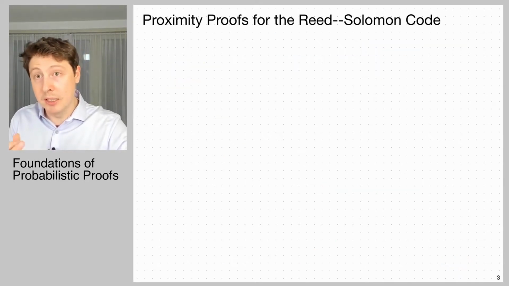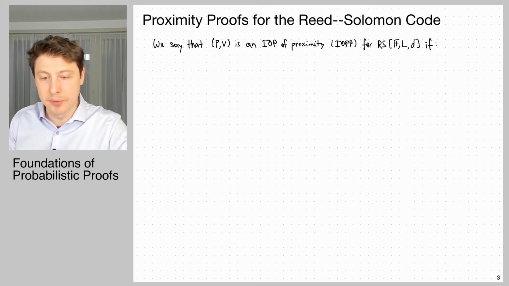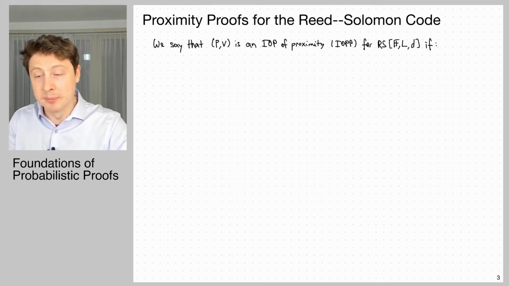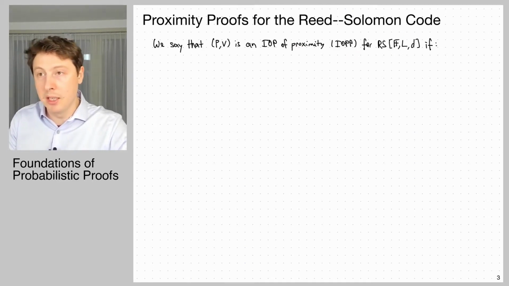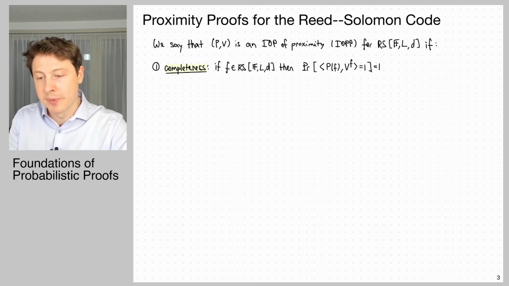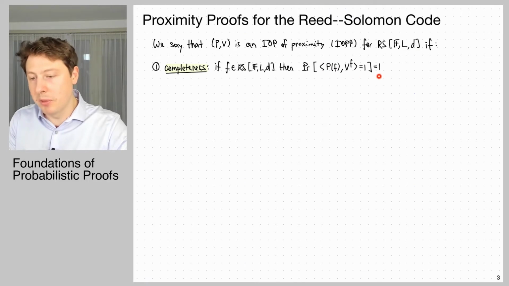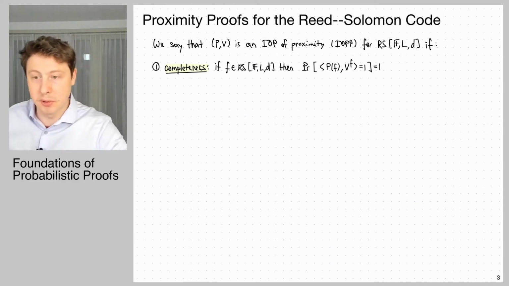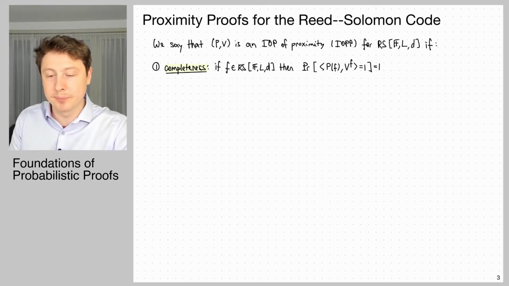Okay, so let's try to say it a little bit more precisely, what is the object we're looking for. We're going to say that a pair of interactive algorithms, P and V, is a so-called IOP of proximity, shorthand IOPP, for this set, if two conditions hold. Completeness means that if the function that is given really is in the set of low-degree code words, then the honest prescribed prover is able to make the verifier accept with probability 1, and the verifier has oracle access to the function being tested, obviously, right? But it may receive other oracles as part of this interaction, okay?